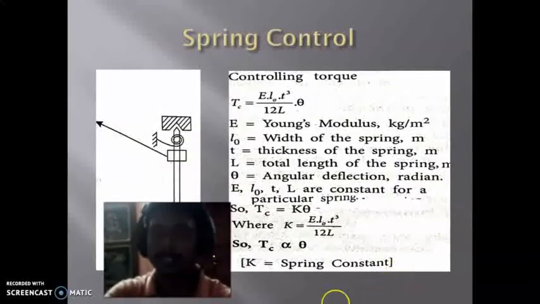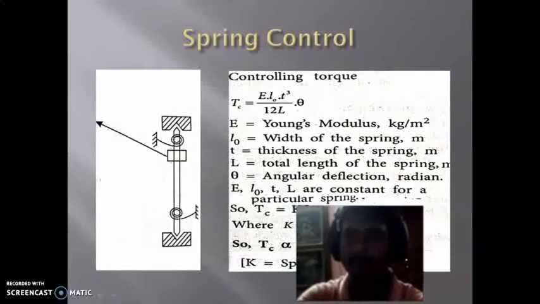So next is a diagram where we are seeing the spring control system. Here this is a deflecting assembly, means that can deflect. Here we have a spindle and a pointer is connected with that, and the spring is connected on the upper side and lower side.